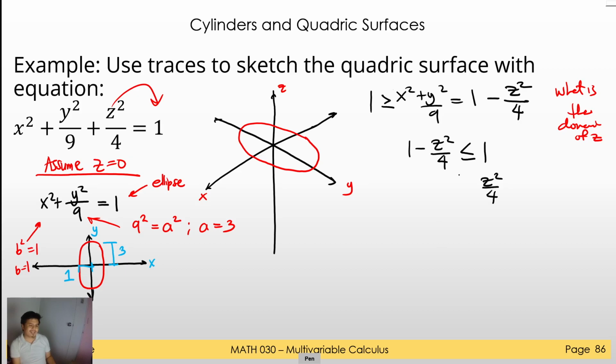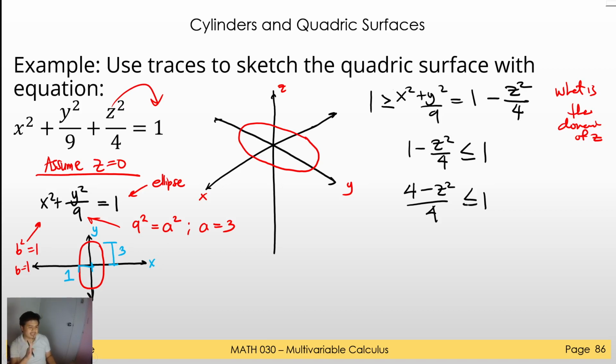Okay, when we're dealing with fractions, we have to consider this. We should rewrite this. We cannot just transpose this. So we have here 4 minus z squared over 4 is less than or equal to 1. So there are two conditions here. And this will be a little bit longer than usual if we solve this.